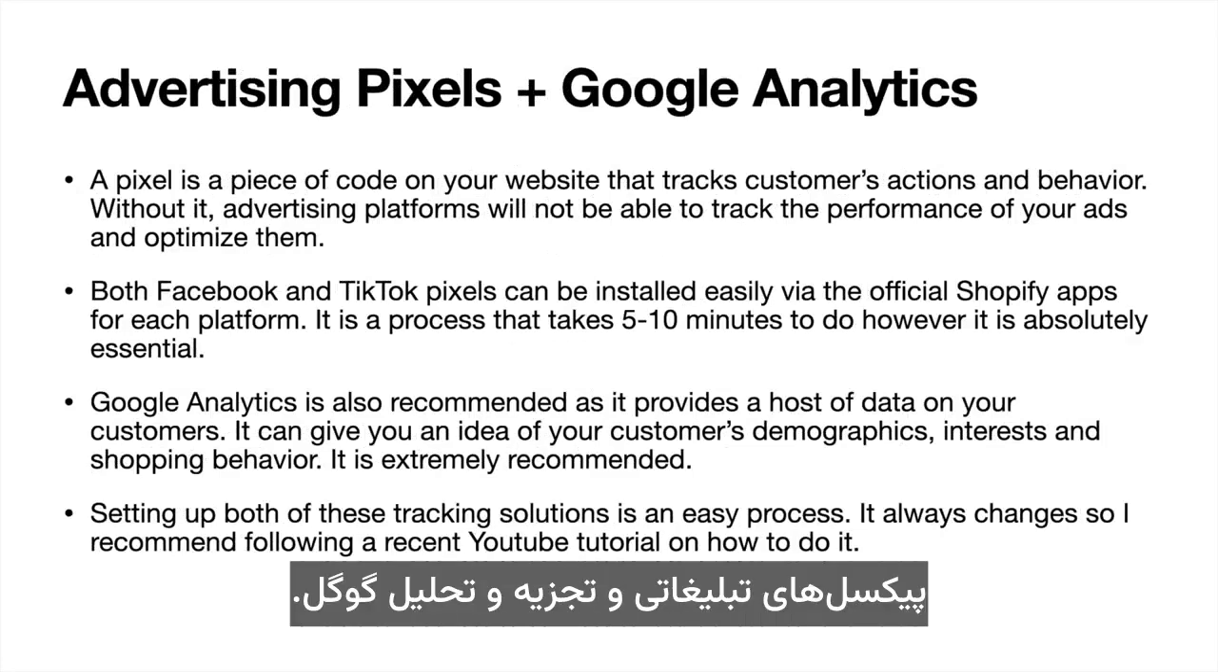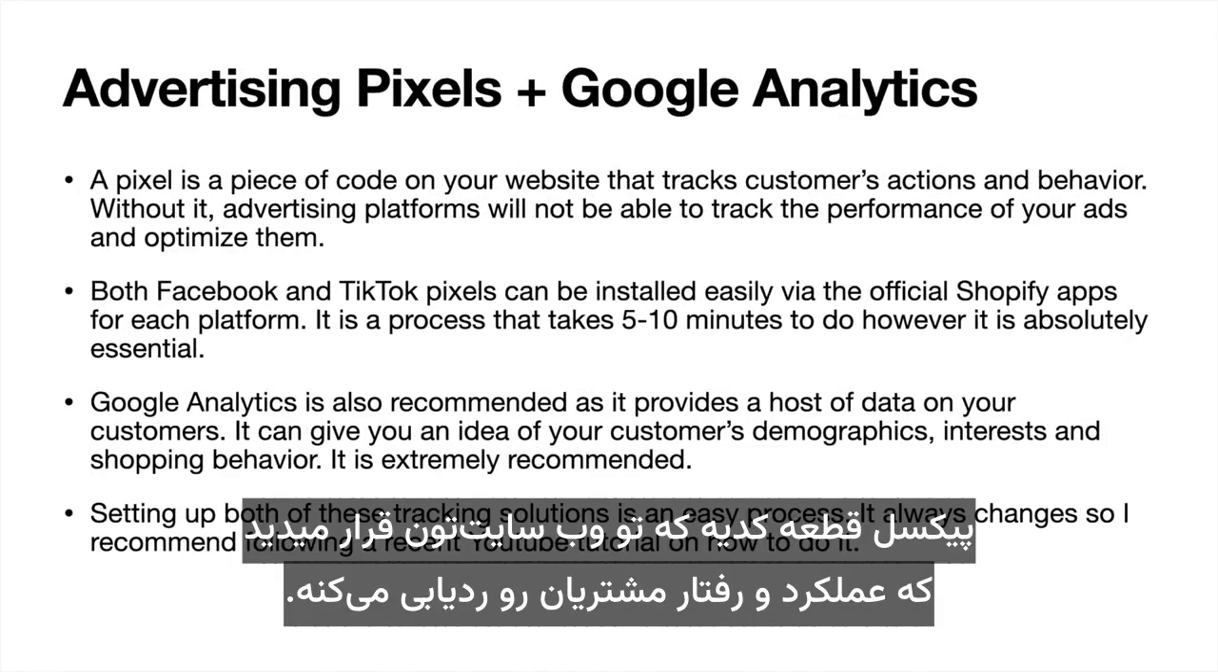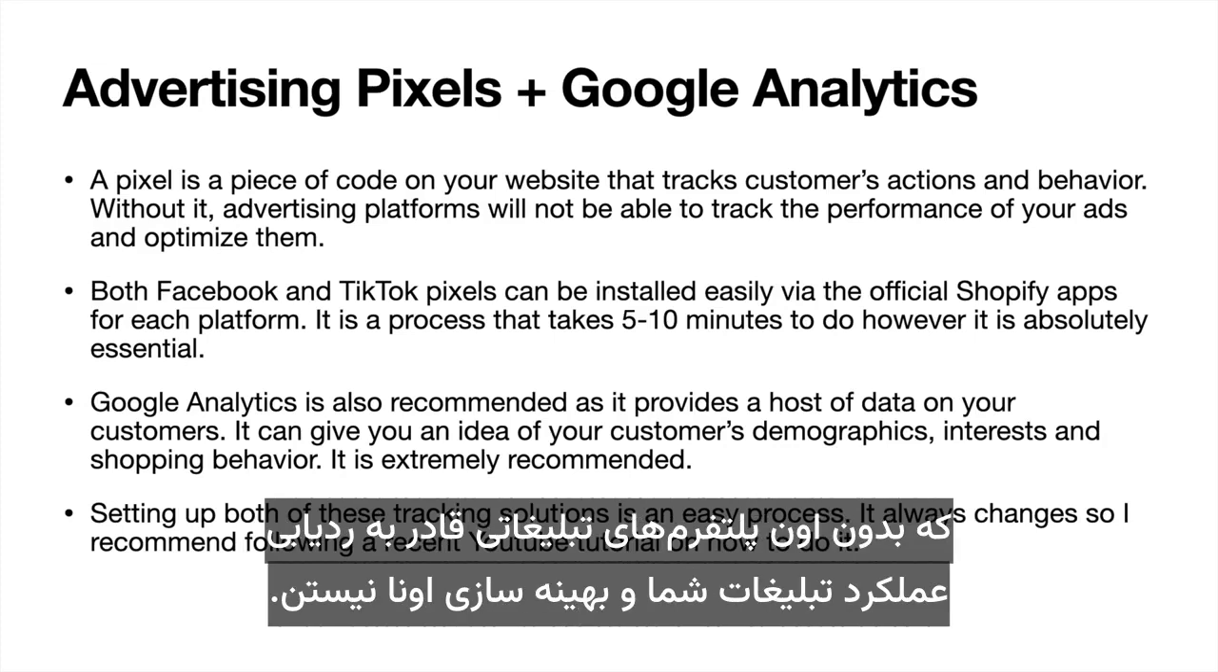So next, advertising pixels and Google Analytics. A pixel is a piece of code that you install on your website which tracks customers' actions and behavior. Without it, advertising platforms will not be able to track the performance of your ads and optimize them.